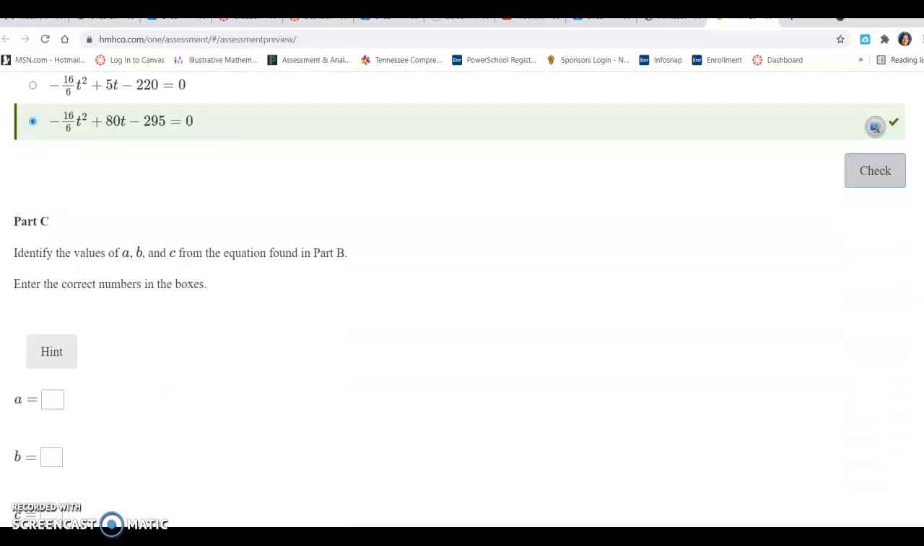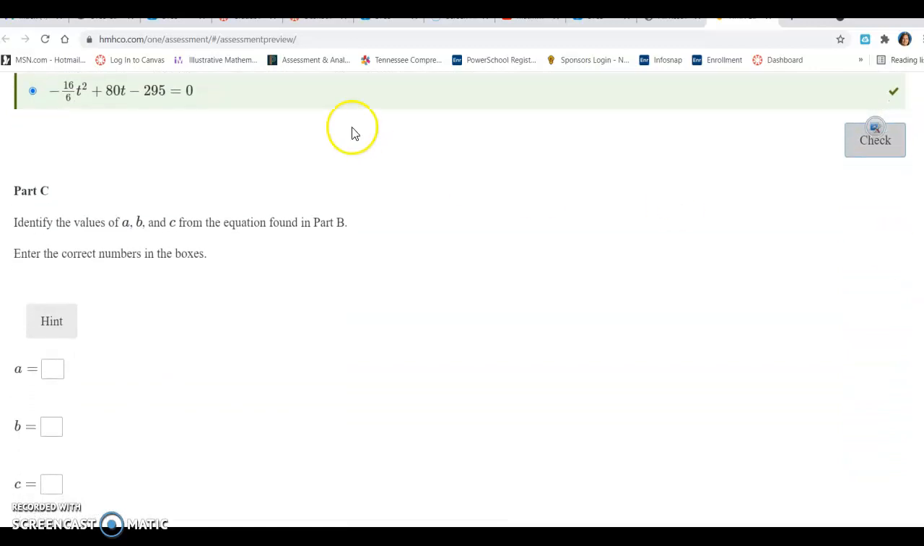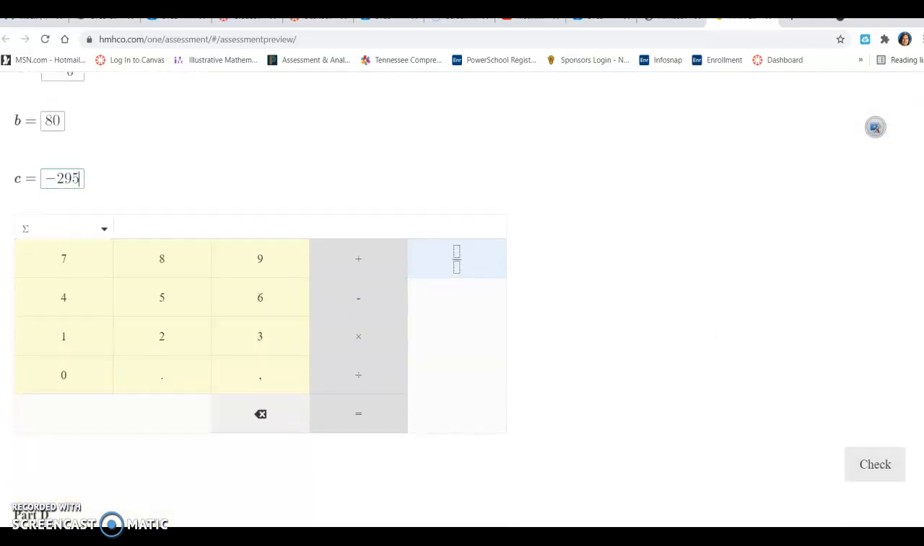All right, part C, identify A, B, and C from the equation in part B. So that's this equation here. A is the number in front of the t squared, your quadratic term. So that's going to be negative 16 divided by 6. B is your linear term, the one in the middle next to t. So that's going to be 80. And C is the number on the end, your constant term. So that's negative 295 in this equation.